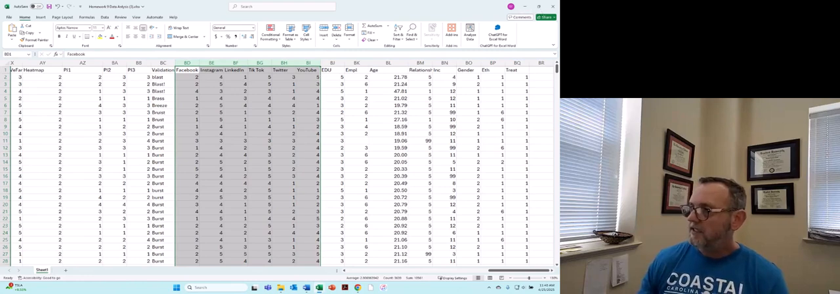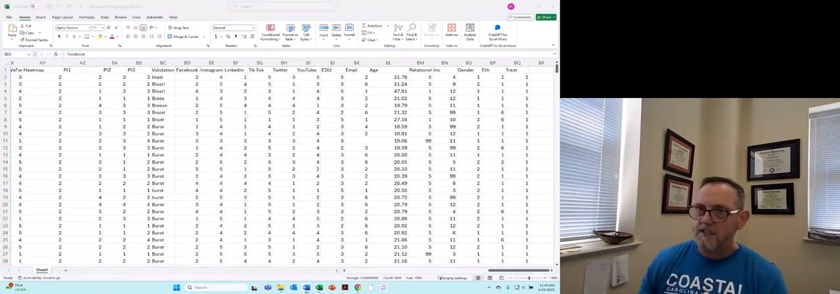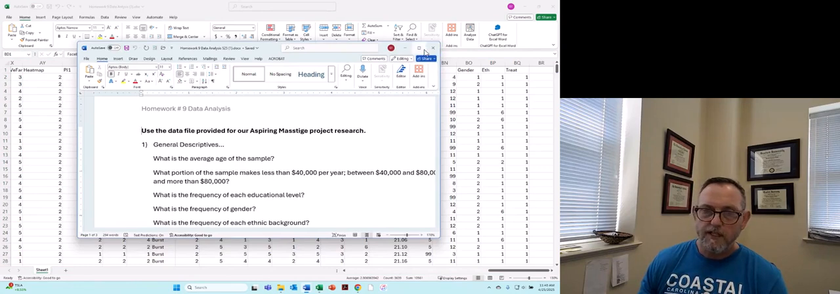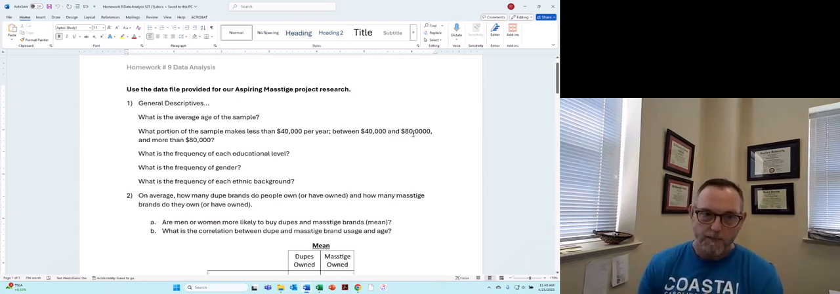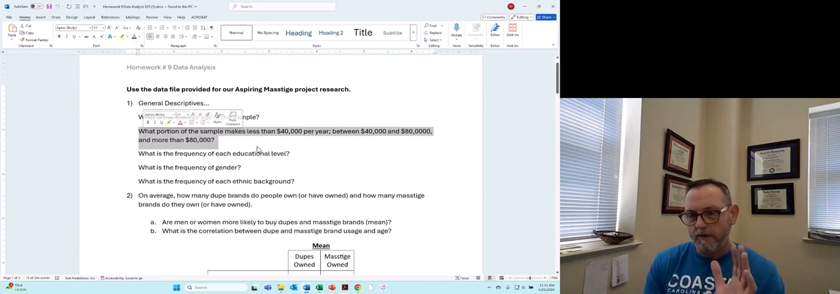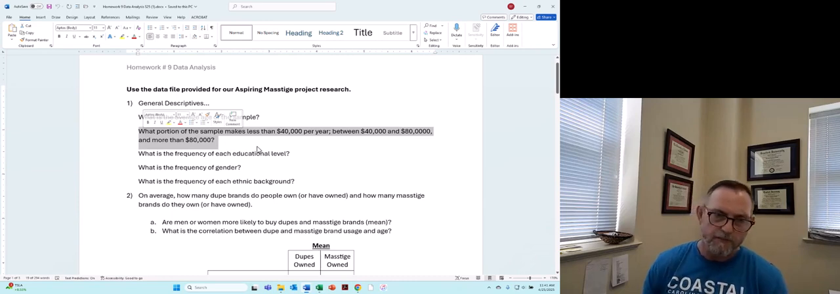Okay, so anyways, let's jump into this homework assignment. Let's just walk through a few of these, just to give you a flavor for how you might address some of these issues. Okay, so first question, general descriptives. What's the average age of the sample? What portion of the sample makes between a certain amount of money? Frequency of education level, frequency. So we have frequency questions here, we have an average question here, and then we have, in an ordinal data point, a range of income levels.